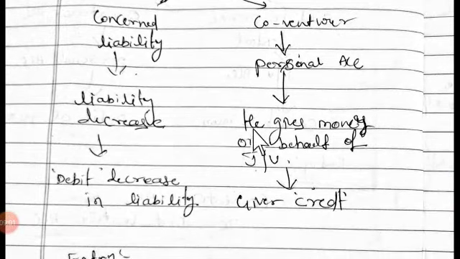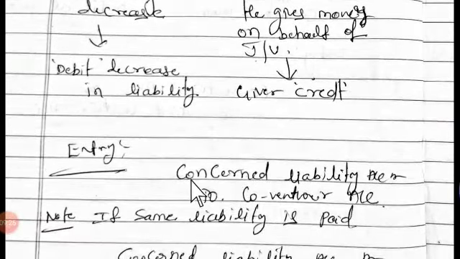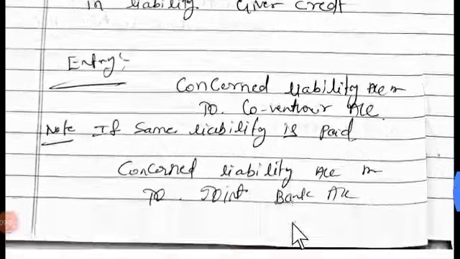Whether to credit or debit: he gives money on behalf of the joint venture. That money is actually owed by the joint venture, but who is paying? The co-venturer is paying that liability. So the co-venturer is considered the giver, because on behalf of the joint venture he is giving money to that particular liability. So the co-venturer account will be credited. The concluded entry is: concerned liability account debit to co-venturer account.